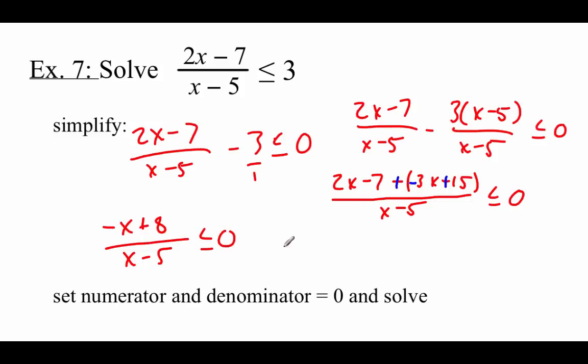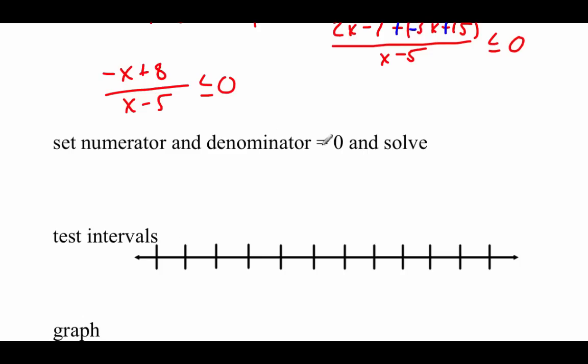Now we can find those critical numbers by setting the numerator and denominator equal to 0. So we take negative x plus 8 and set that equal to 0. We get x equals 8. If we take x minus 5 and set that equal to 0, we get x equals 5. Those are our critical numbers, so we're going to set up those test intervals.